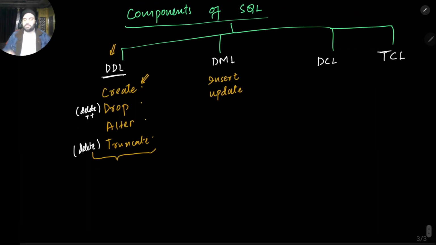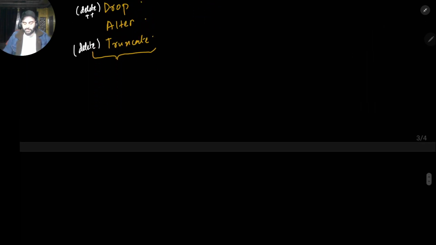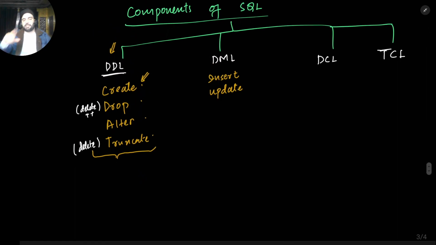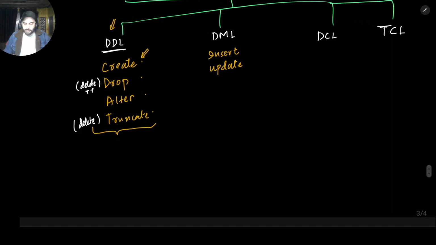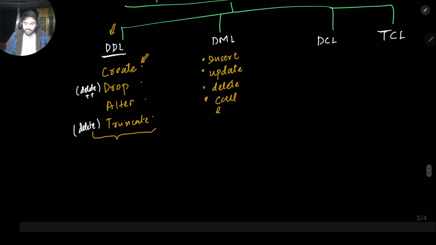Insert means you are inserting something. Update means you have data in there and you want to update it, or you want to add another row or column. Then we have delete, which is also a command. Then we have call. Just know that these things exist, and we'll see what their functionalities are and how they work.